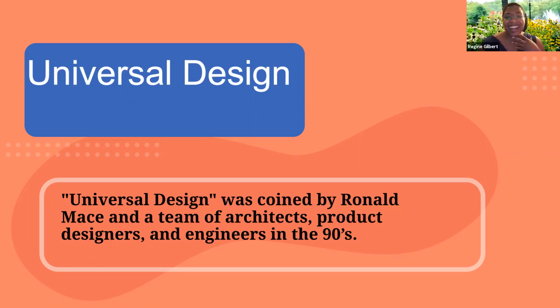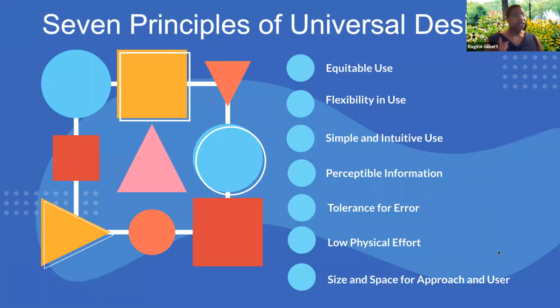Okay. So, universal design was coined by Ronald Mace and a team of architects, product designers, and engineers in the 90s. And although universal design is really for buildings, it can be applied to the digital realm. So, for universal design, there are seven principles. The seven principles are equitable use, flexibility in use, simple and intuitive use, perceptible information, tolerance for error, low physical effort, and size and space for approach and use.